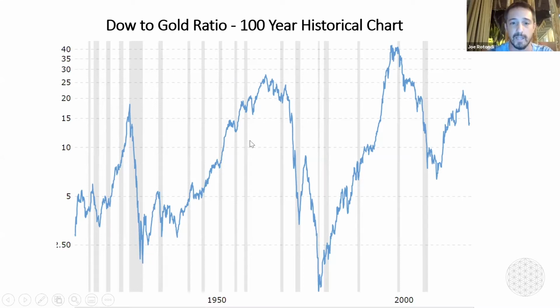Then it ran up again in 1965. It reached a high of about 28 times. And then you can see it kind of started drifting down until 1971. It collapsed. So after we went off the gold standard, gold rose a huge amount in value versus the stock market, and it went all the way down to 1 to 1. So you could buy the Dow for 1 ounce of gold in 1980, and that's when they raised the federal funds rate up to 20%.